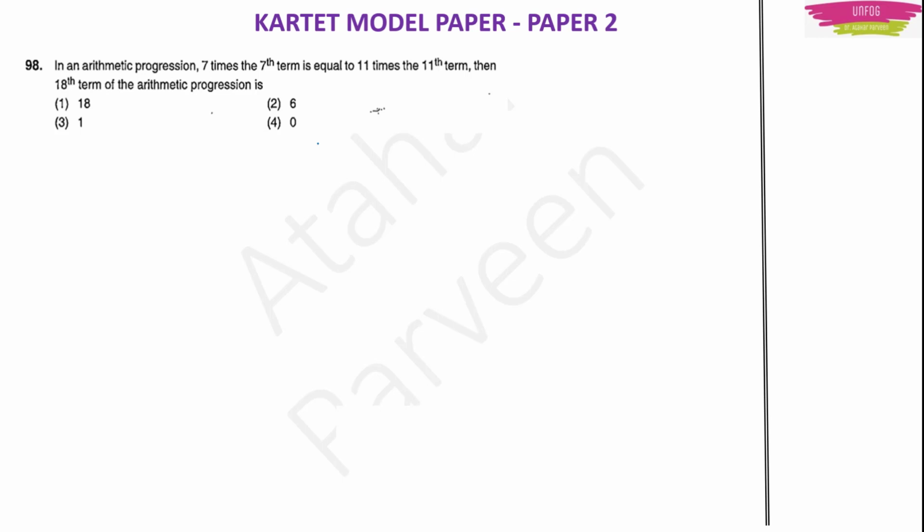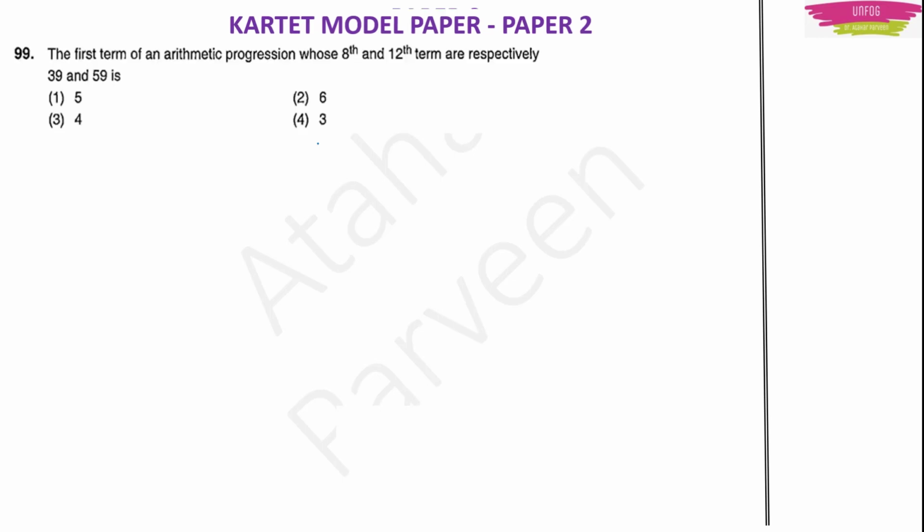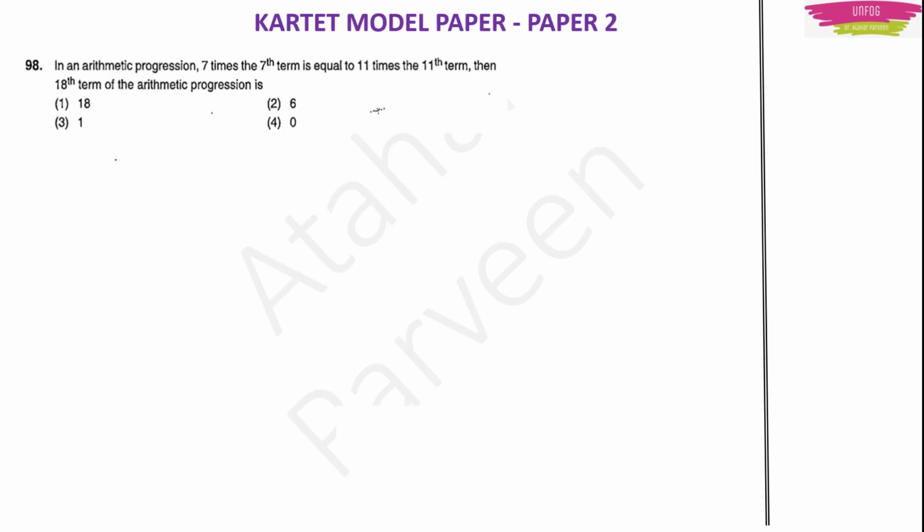Okay. The question is, in an arithmetic progression, 7 times the 7th term is equal to 11 times the 11th term. Then 18th term of the arithmetic progression is. Here in this question, they are telling that A7 into 7 is equal to A11 into 11. 7 times 7th term is equal to 11 times 11th term.